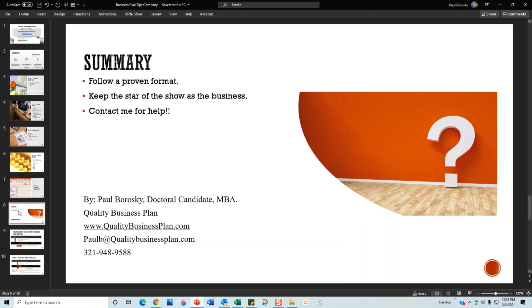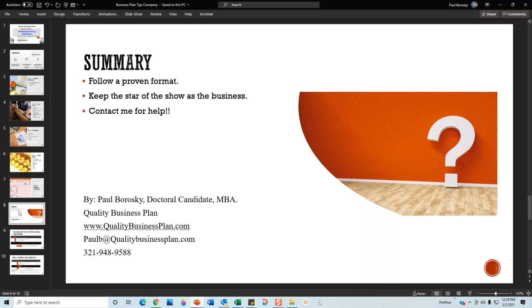All right, in summary, when you're writing your construction company business plan, first and foremost, follow a proven format. If you start with a blank Word document or a blank piece of paper, within 1 to 2 hours, 3 to 4 days, 3 to 4 weeks, you're still going to have that blank piece of paper. You're still going to be staring at that white screen, and you're not going to be getting anywhere. So a better strategy for you to do is to follow a proven format.